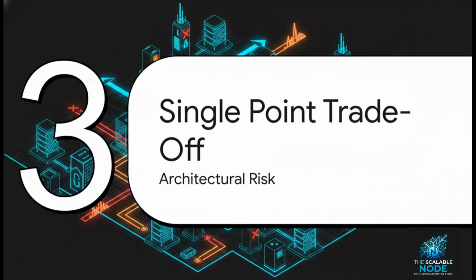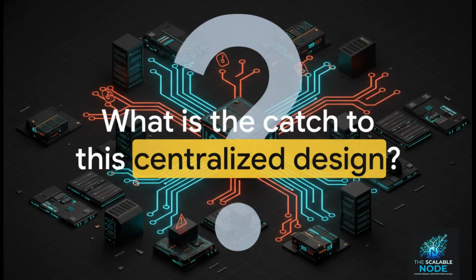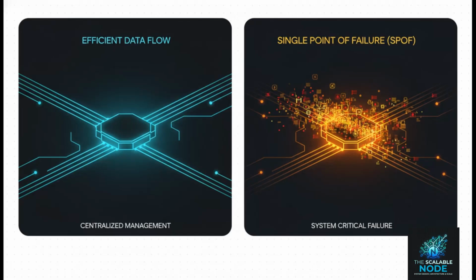But of course, we need to talk about the single-point trade-off and analyze the architectural risk. Because if we're putting all of this crucial routing and security responsibility onto one single component, what's the ultimate catch? Here's the reality. We are trading the absolute chaos of decentralized connections for highly efficient, centralized management. But that inherently creates a single point of failure, a SPOF. It's a critical bottleneck. Basically, if the gateway goes down, your whole system goes down with it.